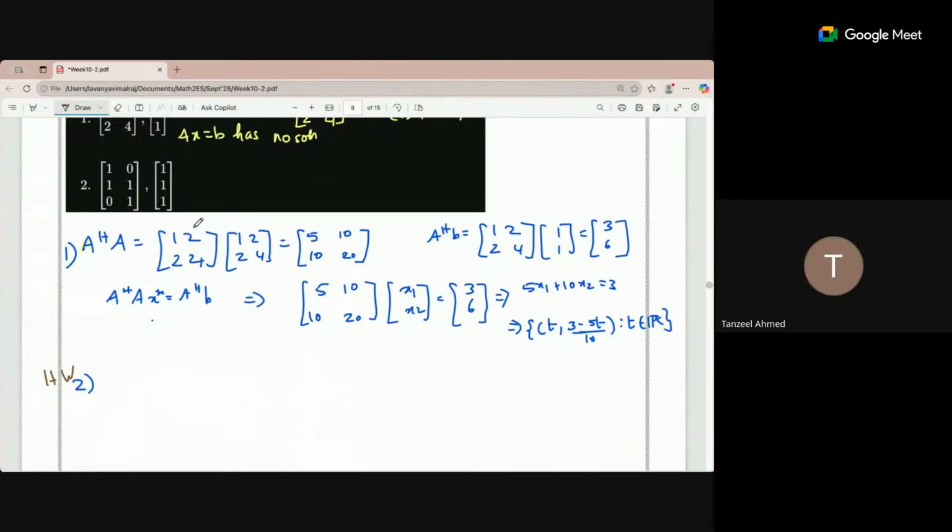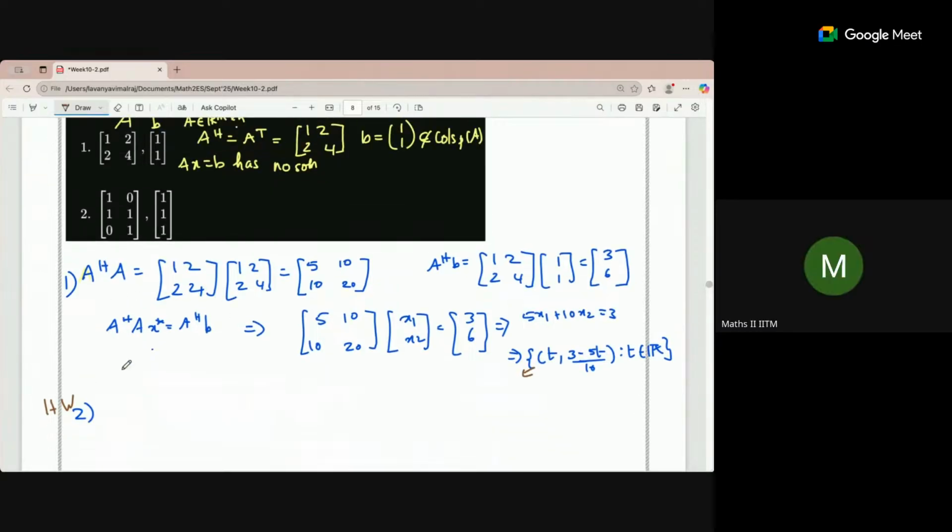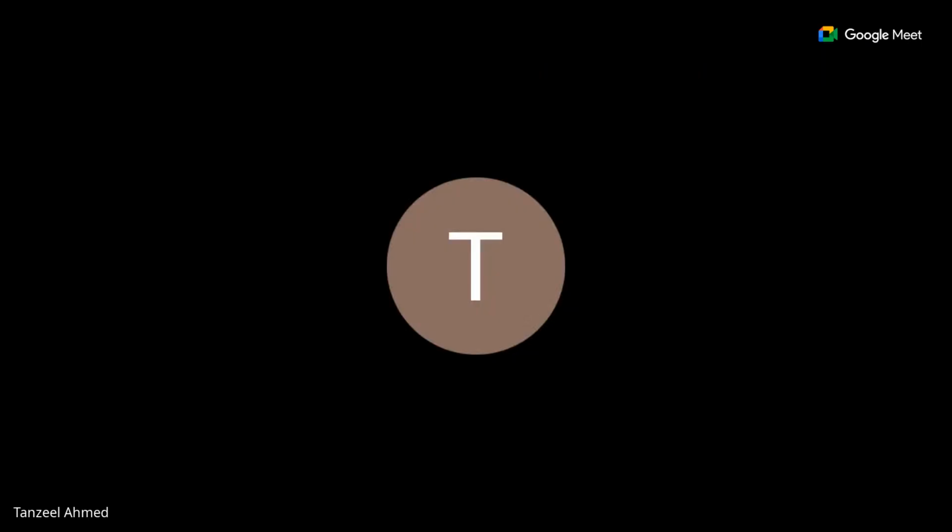Have we completed the solution there? We have to minimize also, somewhere. See, that is what I was trying to say. The solution of this system is the minimized solution. So here we have minimized the solution of A^H B.